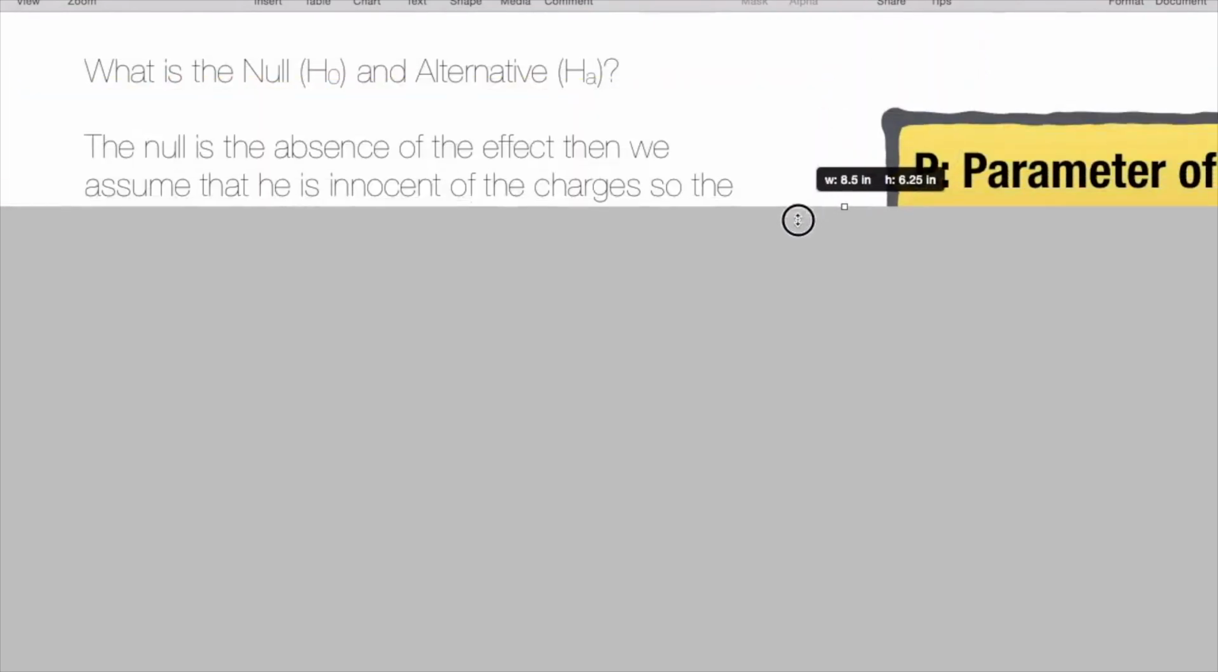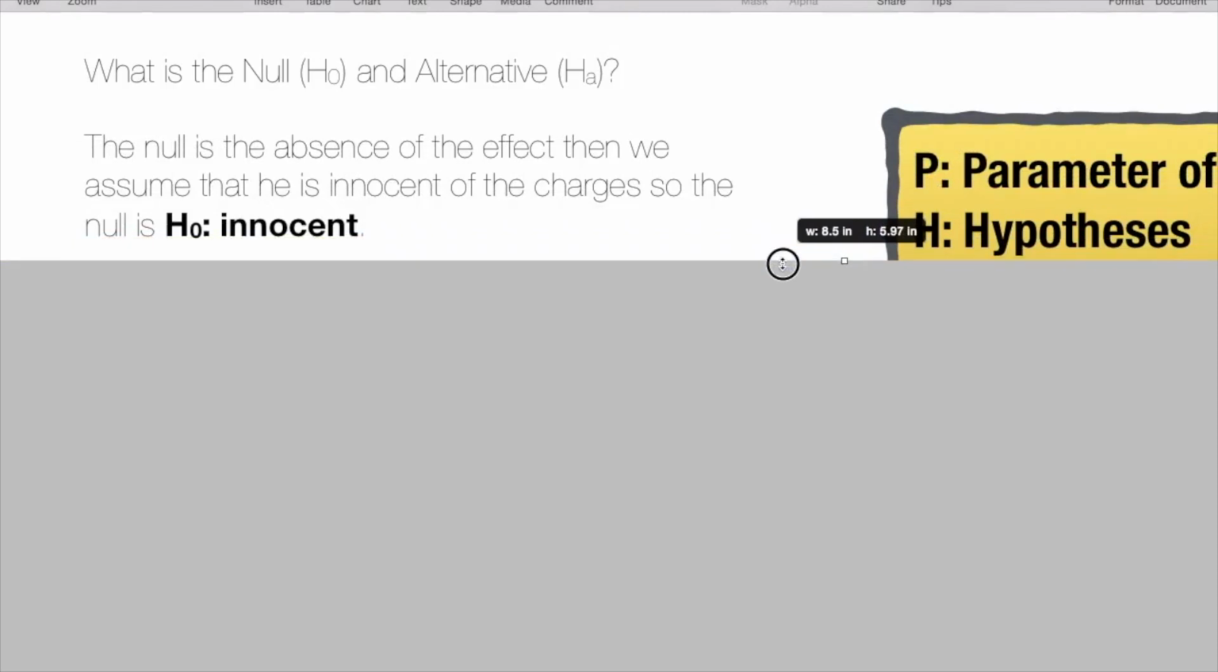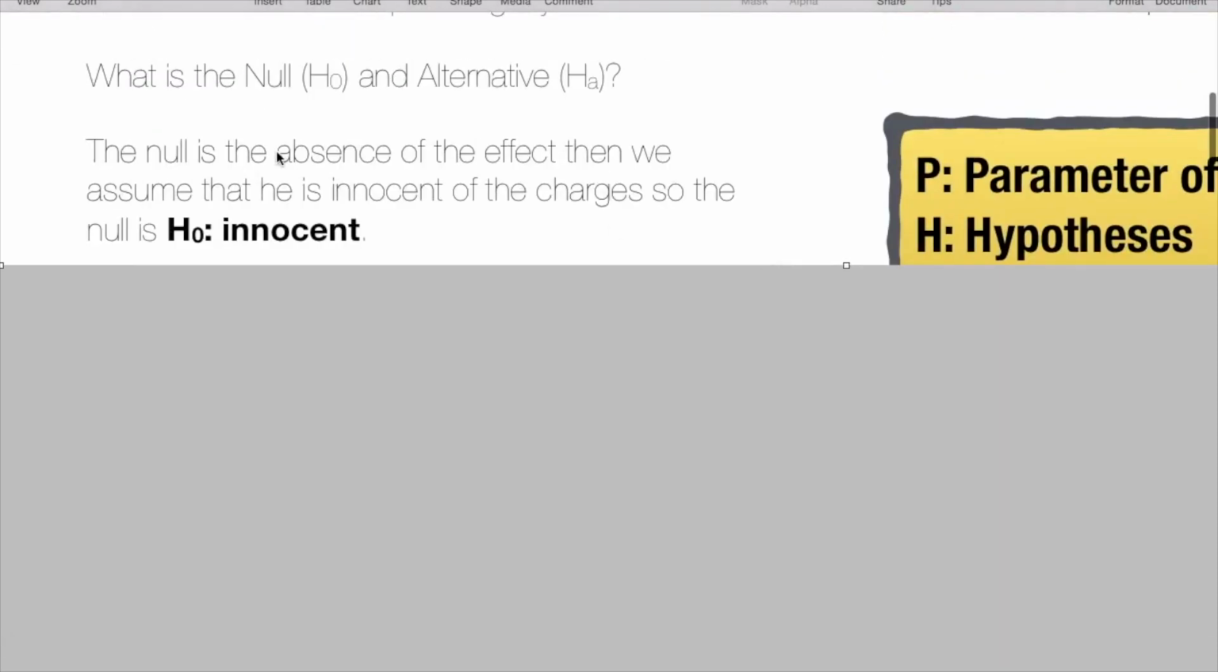And so if we write that out, here's what it would be. The null hypothesis is the absence of the effect. So we would assume that he's innocent of any charges. So H0 would be the defendant is innocent.